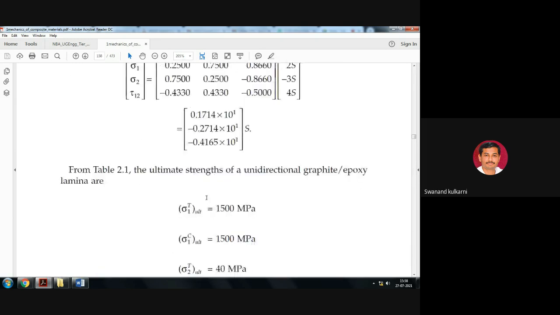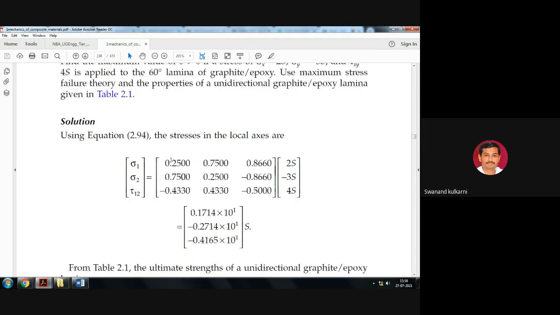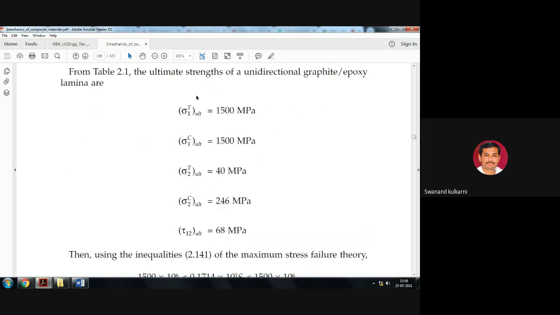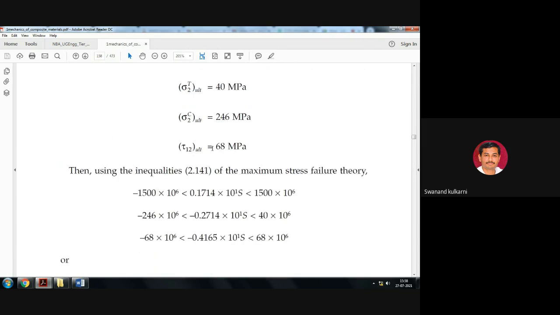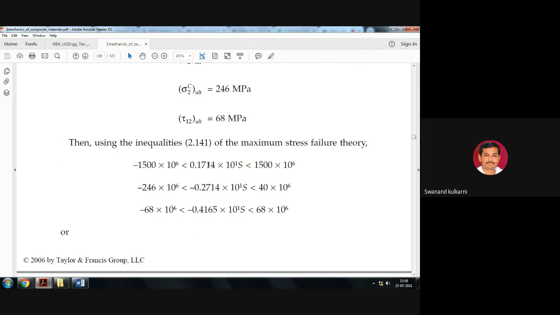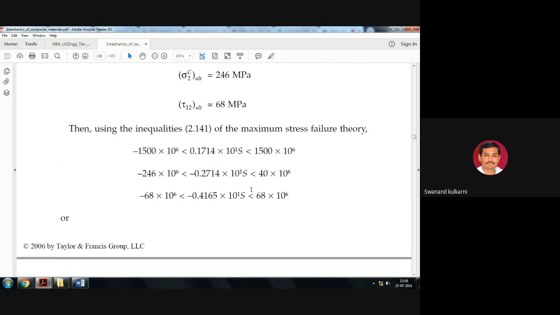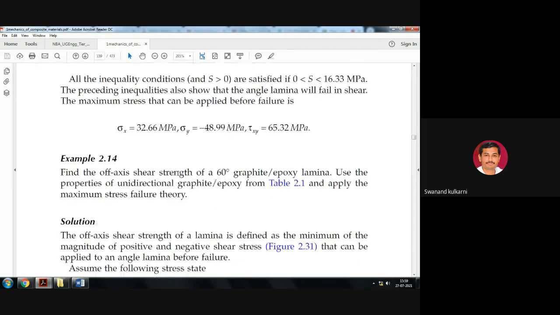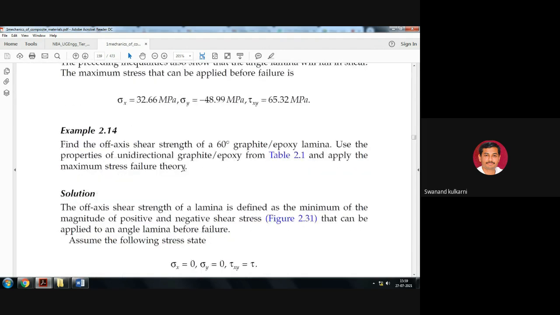value. And this S is identified with reference to the principal stress and the sigma x relationship. With this we got S. Then we identified these principal stresses in tensile and compressive directions, shear directions. Then substituting those values here in the inequalities of the maximum stress failure theory, and then identifying the value of S, we got sigma x, sigma y, and tau xy in this way. Is it okay? So this is about the maximum stress failure theory.